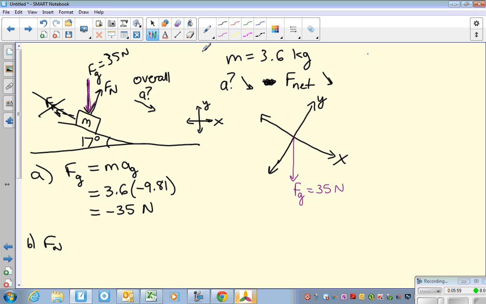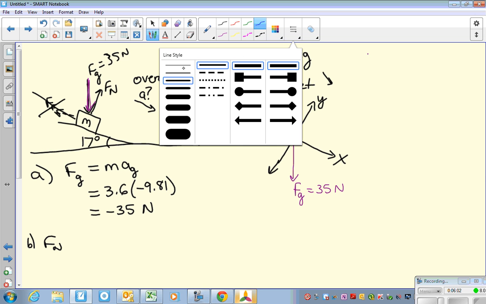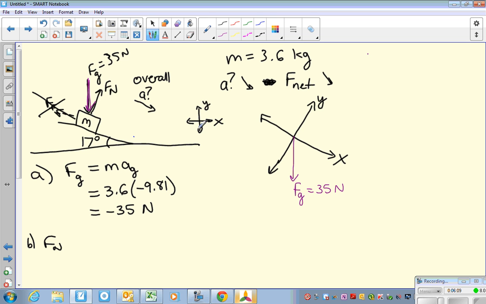Now, my normal force, if you notice, is going straight perpendicular to the surface. And we said that the surface is our x-axis here. The normal surface is perpendicular. Well, perpendicular to the x is our y. So I'm going to draw my normal force here.